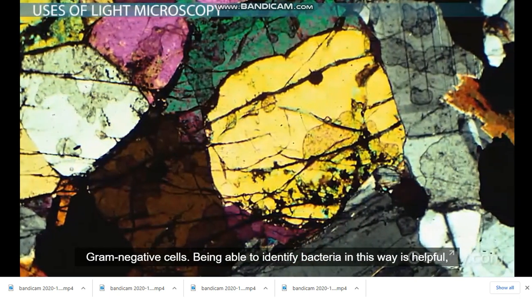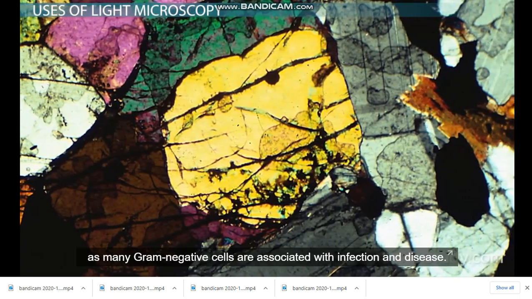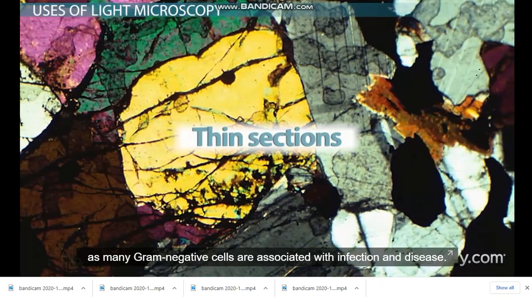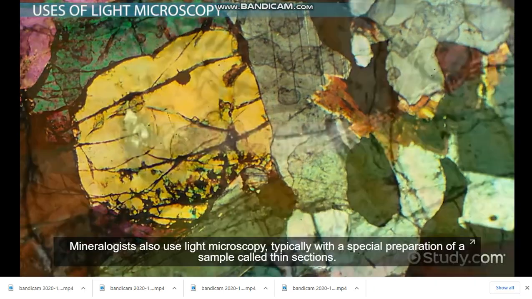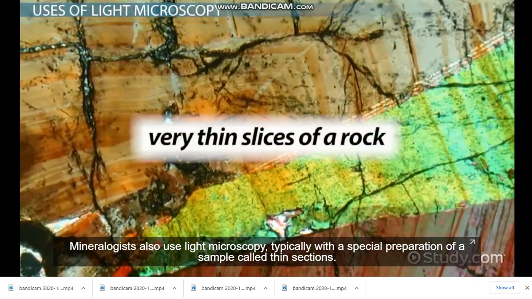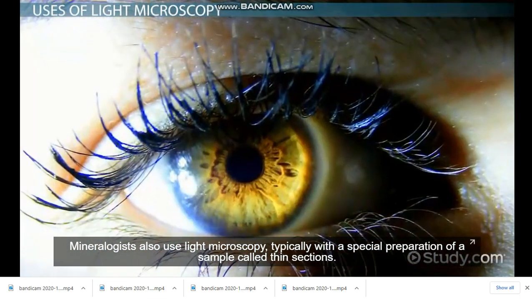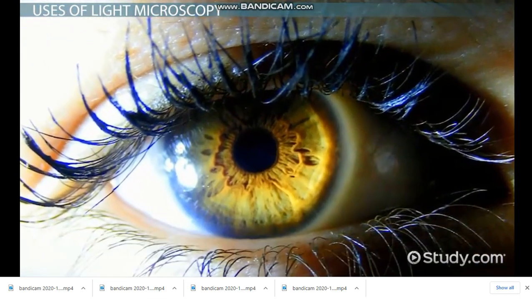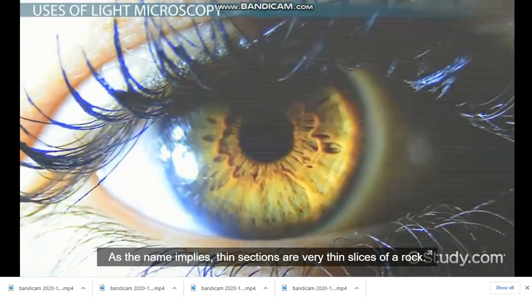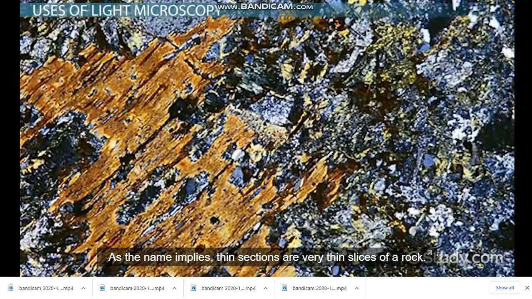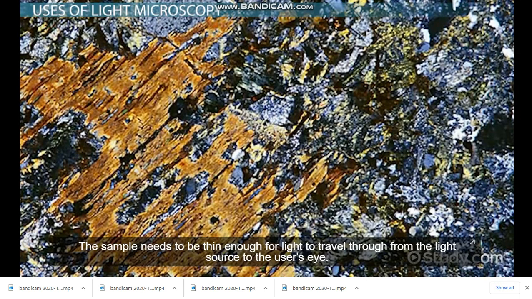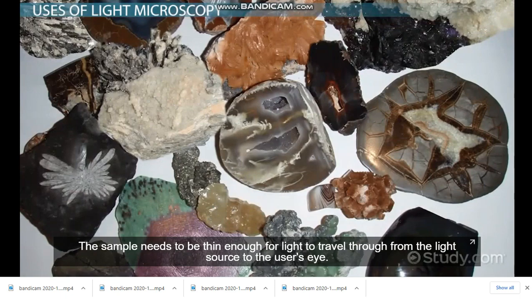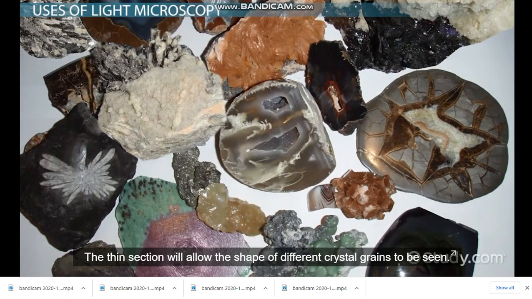Mineralogists also use light microscopy, typically with a special preparation of a sample called thin sections. As the name implies, thin sections are very thin slices of a rock. The sample needs to be thin enough for light to travel through from the light source to the user's eye. The thin section will allow the shape of different crystal grains to be seen. These shapes can tell the user what kinds of minerals are found in the sample.